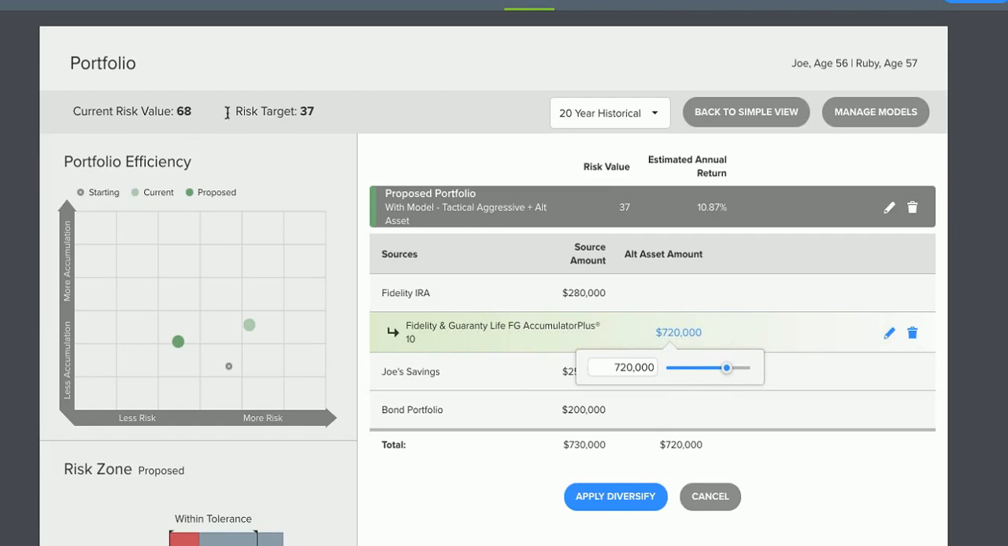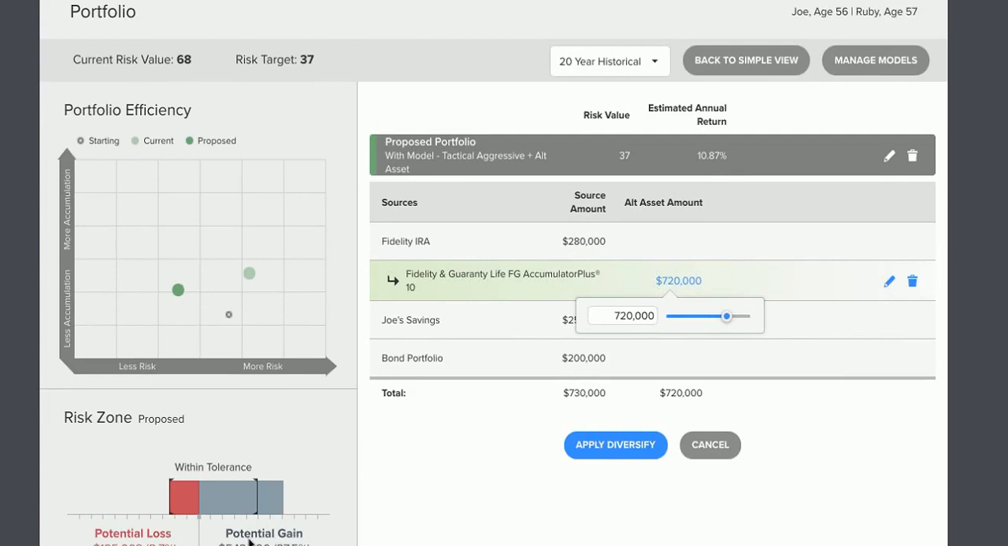Current risk value was 68. My target was a 37. I just hit 37. You'll see my risk zone down here. I'm within tolerance. You know, 30,000 less, I'm not there. As I move that to a $720,000 premium, my risk zone's hit, my risk value is hit. Where would you rather be, right here or right here? Oh, and by the way, we went from a 4.6% return on an average over 20 years to 10.87.